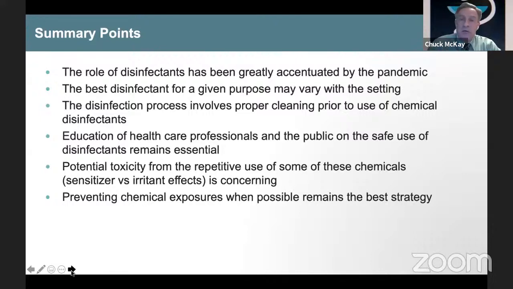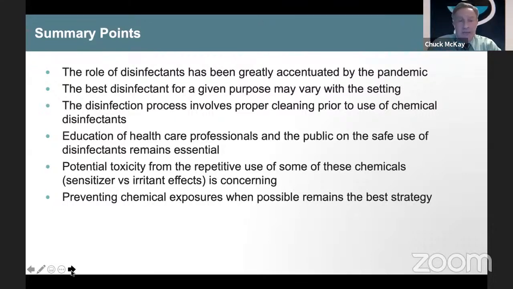Even hydrogen peroxide-based disinfectants, which are talked about as doing dual-purpose cleaning and disinfection, the use instructions say clean with the product first and then disinfect with it again. So it's not like you get away from a two-step process with that.